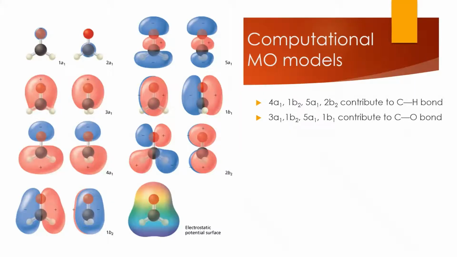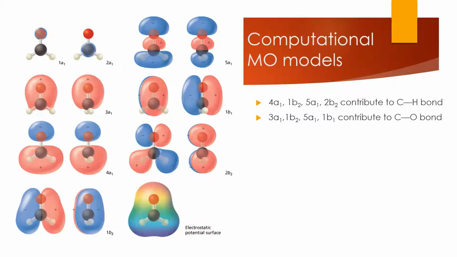And we could go through and do a similar thing to figure out things like non-bonding. So the 3A1 and 1B1 are essentially non-bonding for carbon and hydrogen. And here we can have things like the 2B2 and the 4A1 are anti-bonding between carbon and oxygen. And we can go through and analyze these orbitals here.